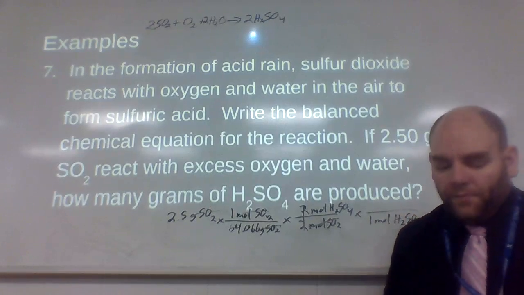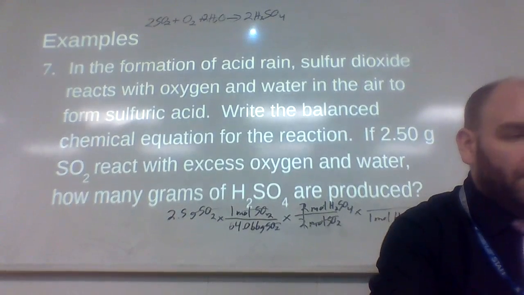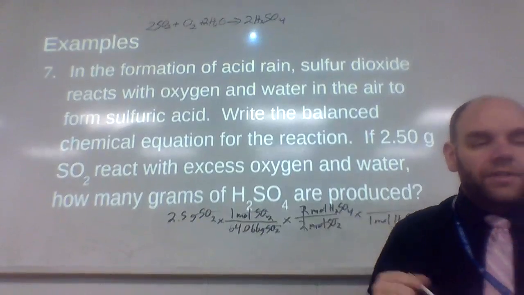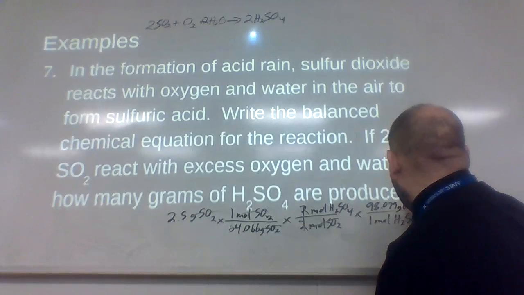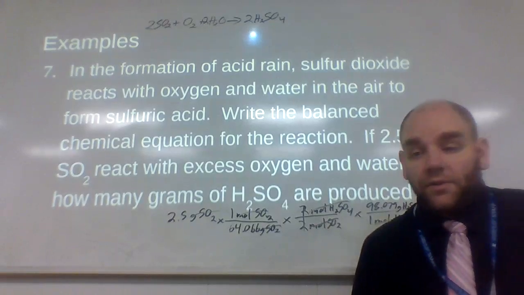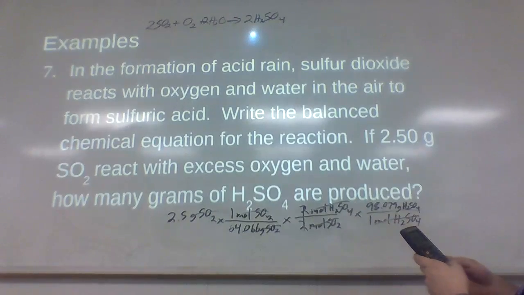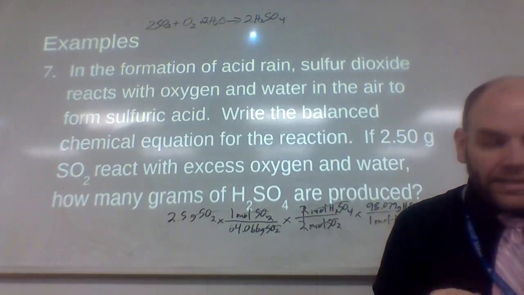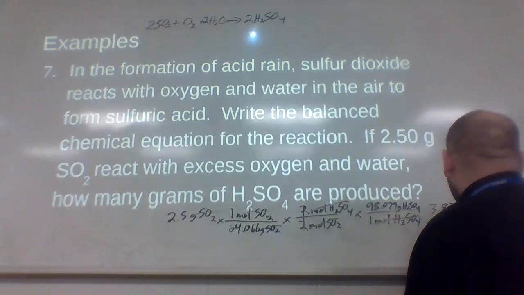I know that I need to find the molar mass of H2SO4, so let's put the molar mass of H2SO4 in. I hear it's 98.079. Moles of H2SO4 cancel, and then I'm just going to plug things in. So we're doing 2.5 times 98.079 because those 2's canceled. We're going to divide that by 64.066. I get 3.83. So we have 3.83 grams H2SO4.